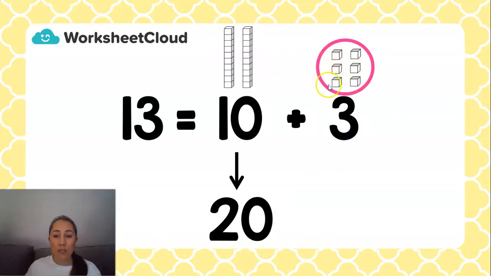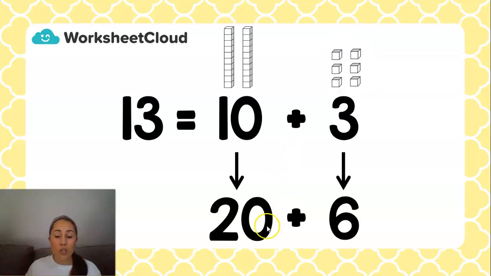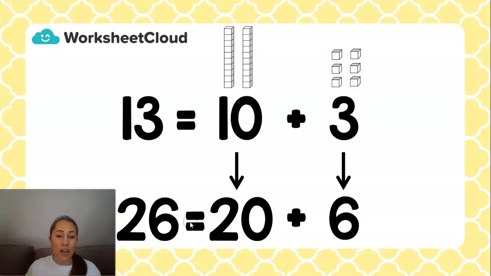I had 3 loose blocks, but now I have 6 loose blocks. So now underneath my 3, I'm going to say that double 3 is 6. But now because I took my number apart over here, I need to put it back together. So how do I put something back together? I add it. 20 plus 6. And I'm going to write the answer on the left-hand side over here, and that is 26.